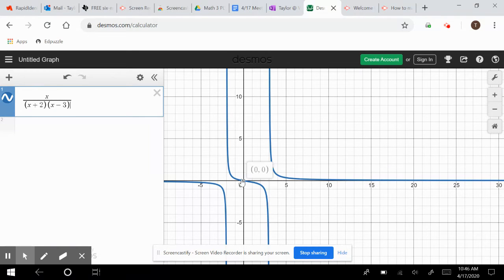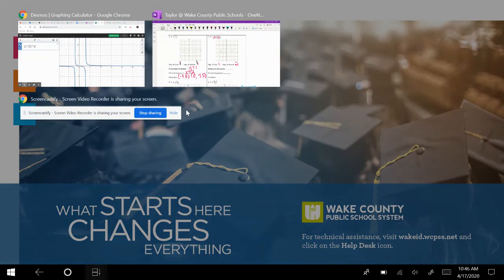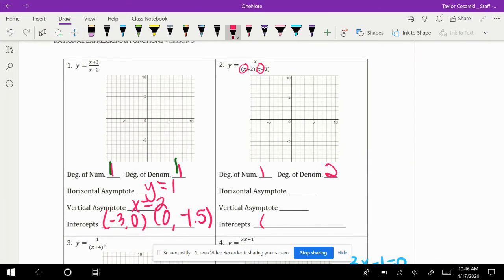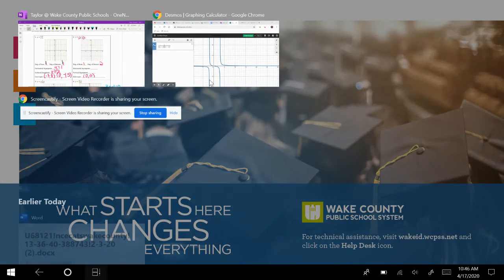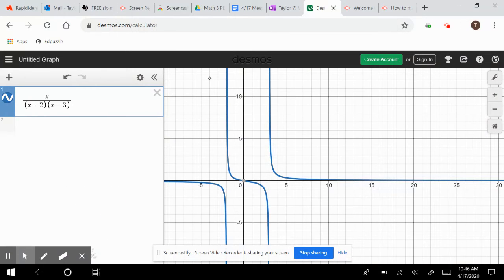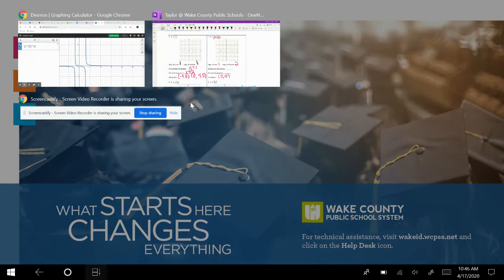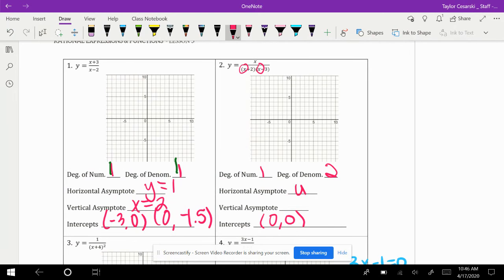Okay. Now the x-intercept and y-intercept is the same on this one. It crosses at 0, 0. So therefore, my intercept is just 0, 0. The horizontal asymptote is going to be right here at 0 because it approaches 0 on the left and 0 on the right. It's at the x-axis. So therefore, the horizontal asymptote is y equals 0.